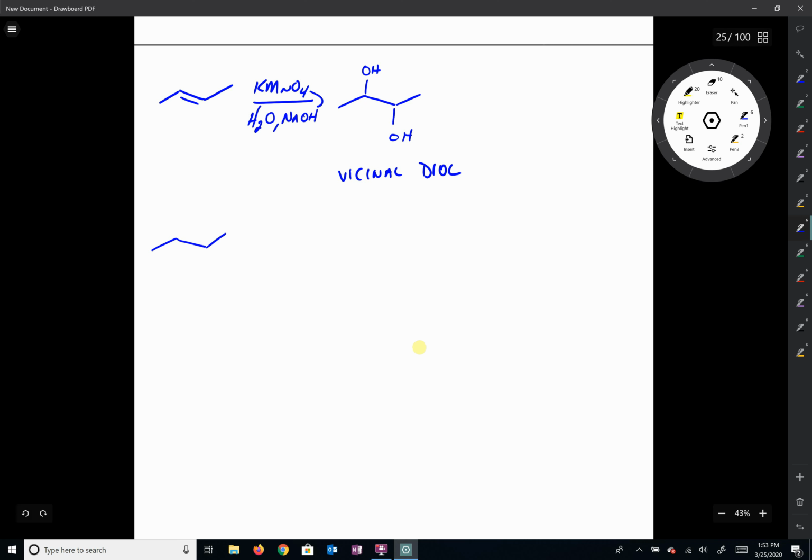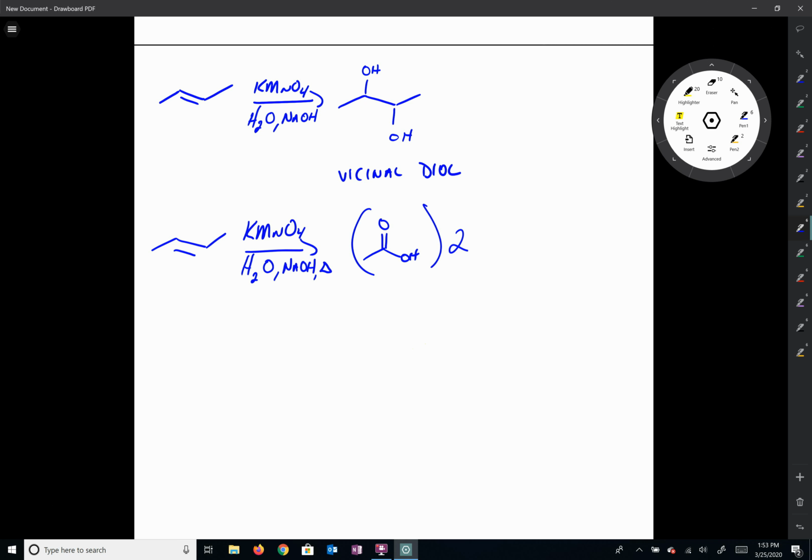If we take the exact same compound and we do this, and then heat it up, then we break the carbon-carbon bond. We would break the carbon-carbon bond and end up forming the carboxylic acid, of course, after we do an acid workup and all that other kind of stuff. But I'm just making a point here, right?